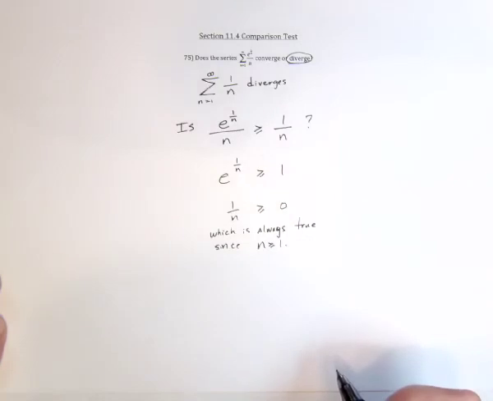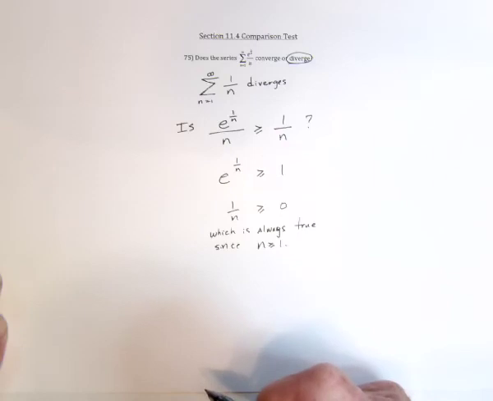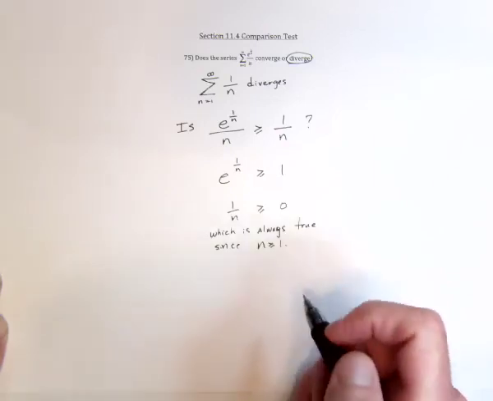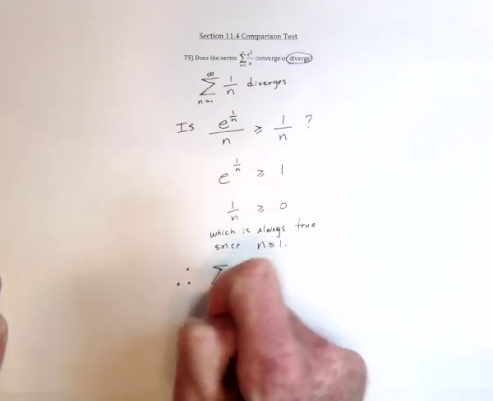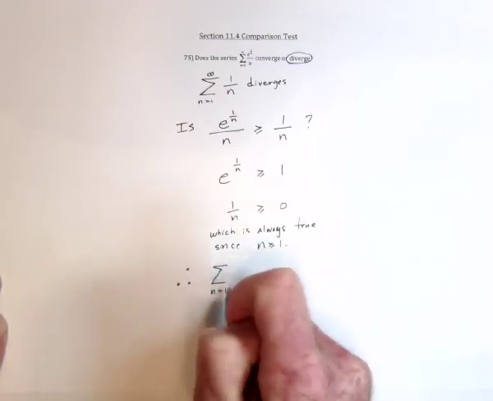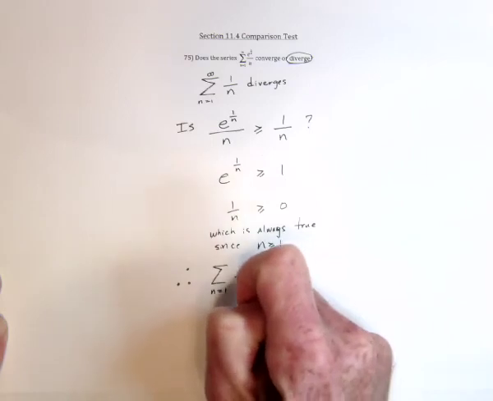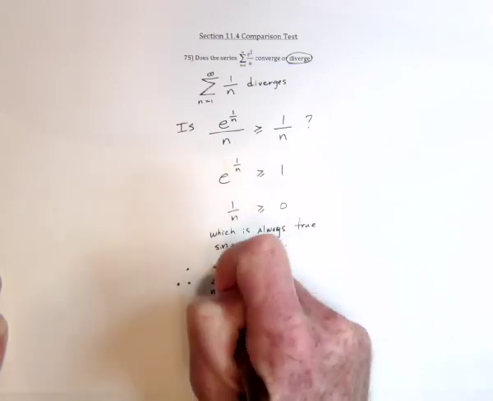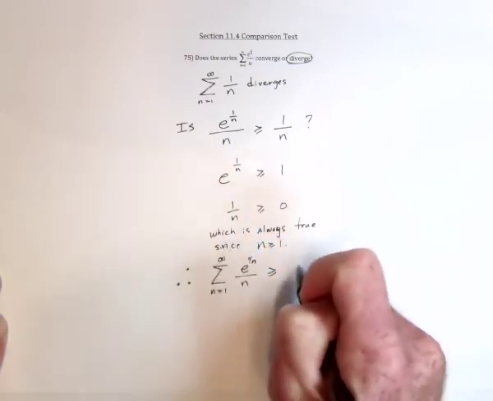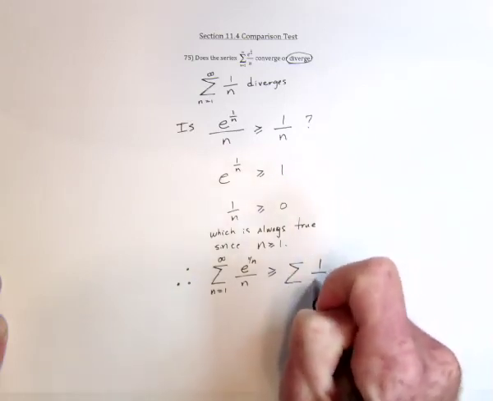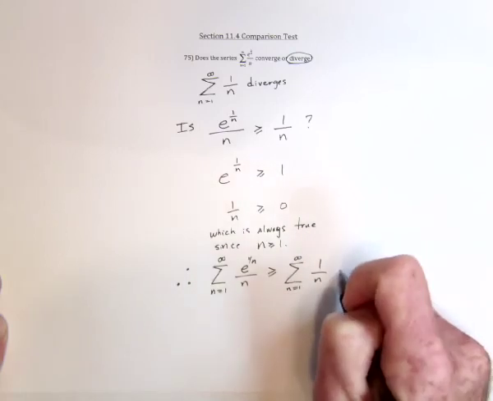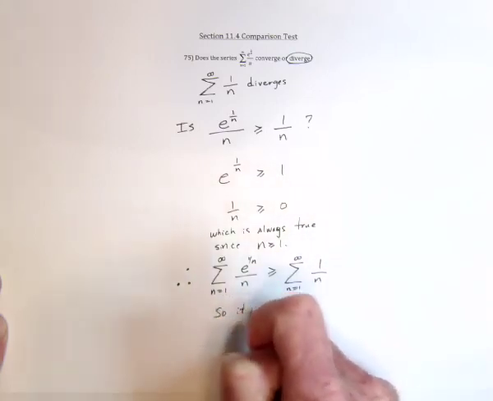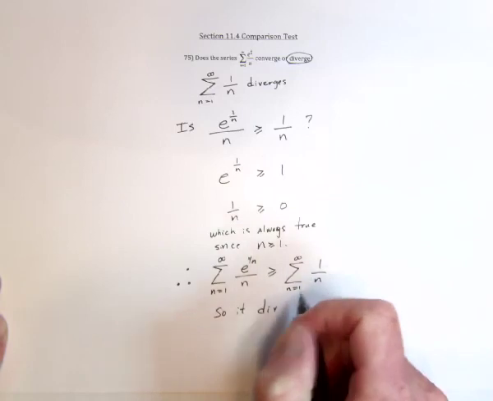Since n is never going to be negative, this fraction can never be negative. So the inequality is always true, so that means that, therefore, the series that has n in the denominator in e to the 1 over n is bigger than or equal to the series that just has 1 over n. And so we just proved it does diverge.